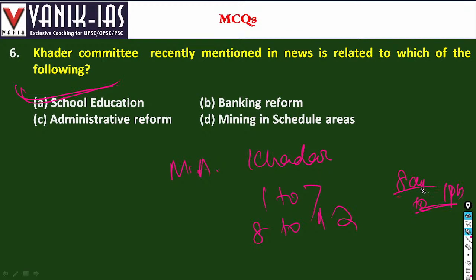It has also recommended that there should be one directorate for primary, secondary and higher secondary, and vocational higher secondary. These are the major recommendations of the MA Khader committee: one directorate for primary education, higher secondary education, and the vocational higher secondary education department. So the Khader committee is related to school education.